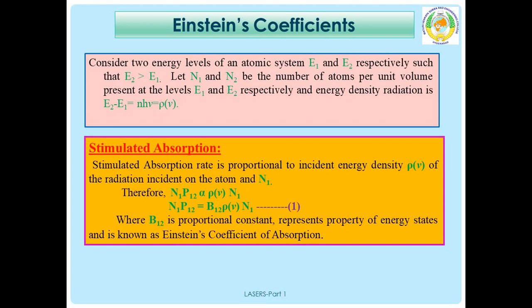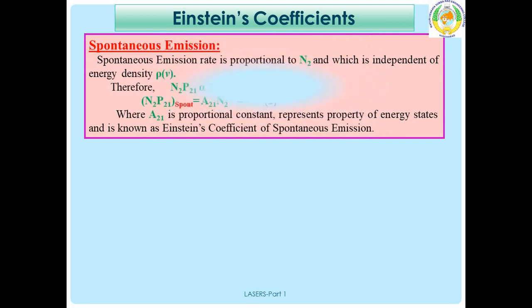So if I say the stimulated absorption rate as N1 P12, 1 to 2 it is going, so I am representing it as N1 P12. It is proportional to rho nu N1. If I remove the proportionality sign, I get N1 P12 is equal to B12 rho nu N1. I will take this as equation 1. Here B12 is the proportionality constant and it is known as Einstein's coefficient of absorption, and this represents the property of energy states.